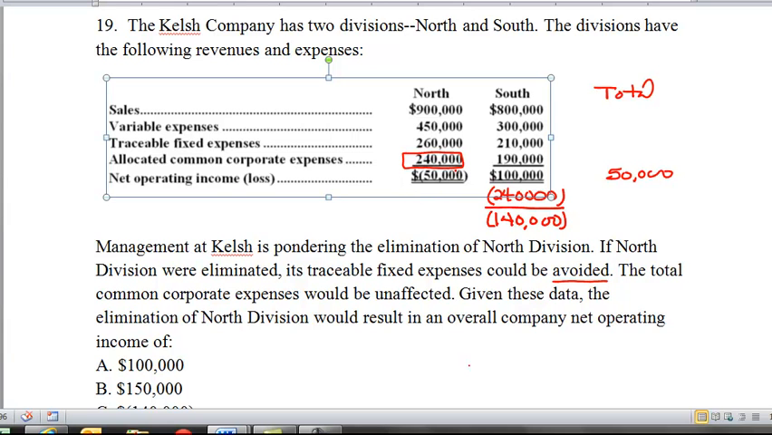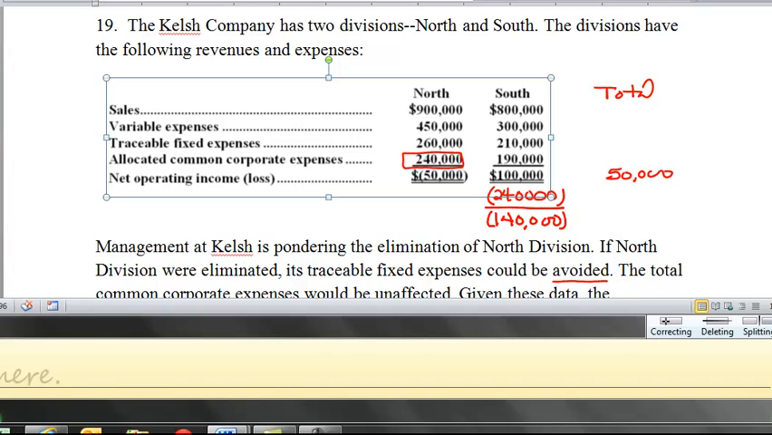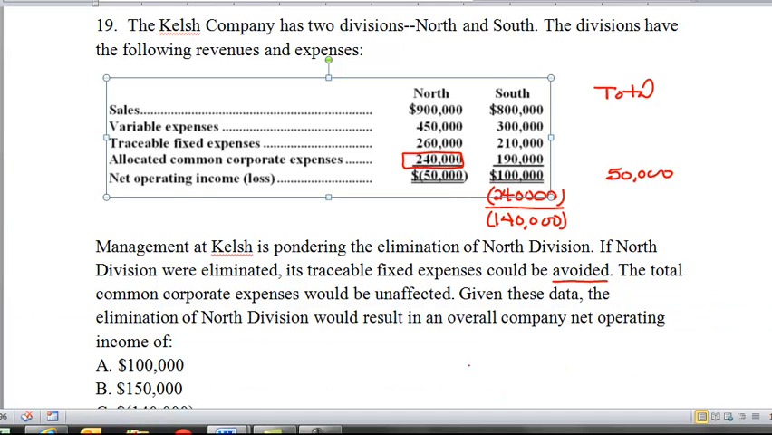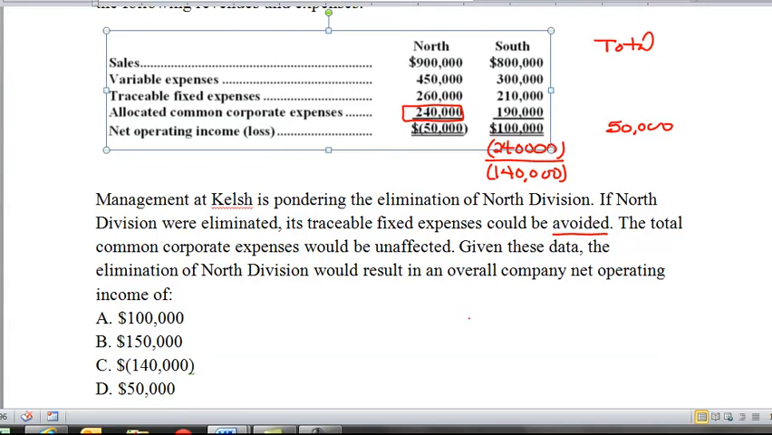It was helping us because when you look at $900,000 sales, $450,000 variable expenses, it had a contribution margin of $450,000. That $450,000 was absorbing not only its traceable costs, but a good portion of the common costs as well. If we eliminate it, we lose the $450,000 of contribution margin we get from North, and we also lose the $260,000, but we still kept the $240,000, which then goes against South and leaves it with $140,000 net loss. So the answer is C.